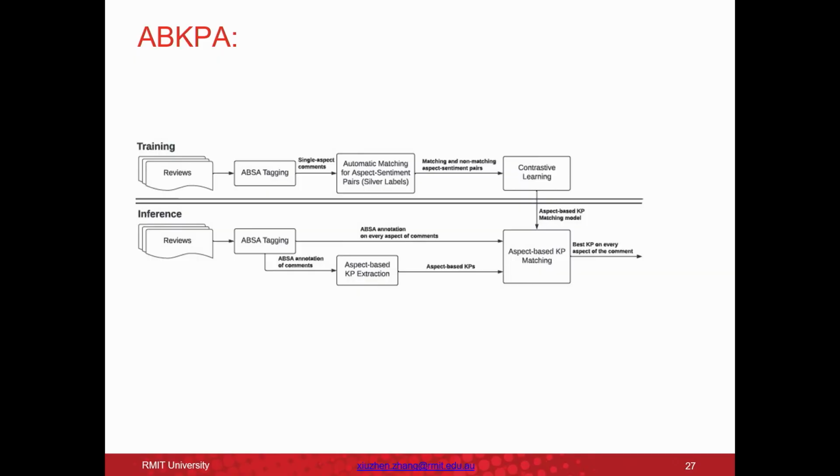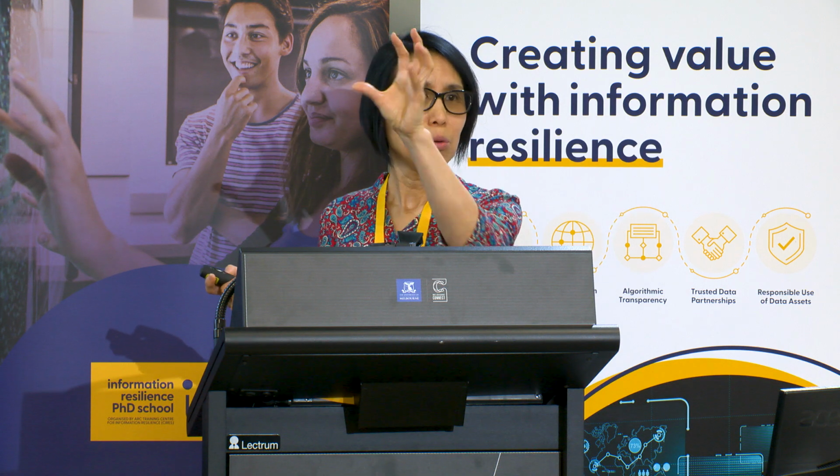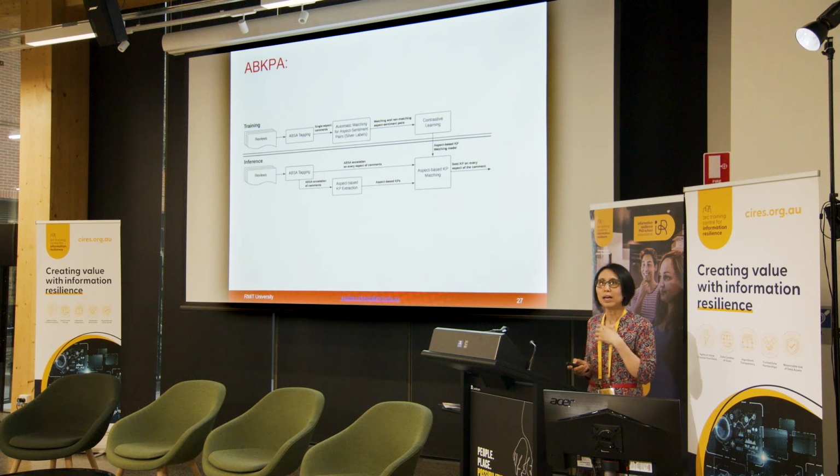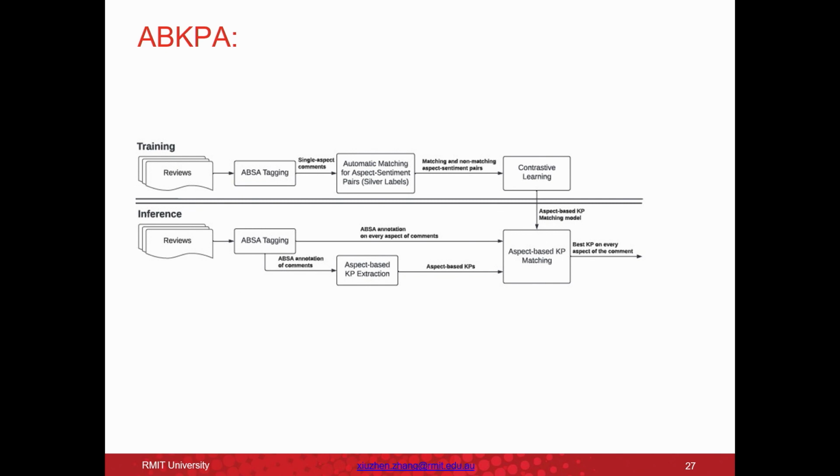So here is the framework of our system. We do an aspect-based sentiment analysis on the reviews, and from there we extract the automatic matching of the positive and negative key points, and then we try to do contrastive learning. The matching process is, given a key point, what are the matching support comments in the reviews, so that we can do counting and quantification. With this we get a good matching model, and then we can count how much support we have for each key point, either positive or negative.